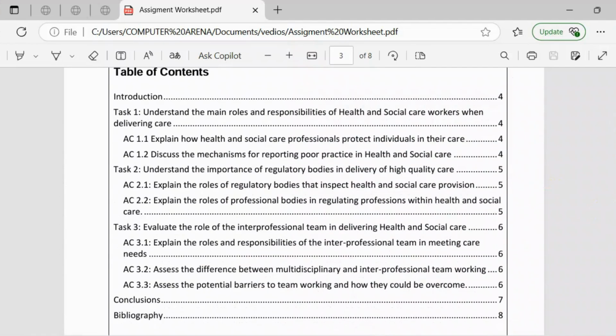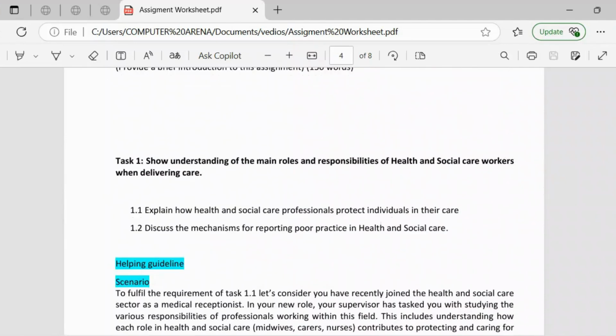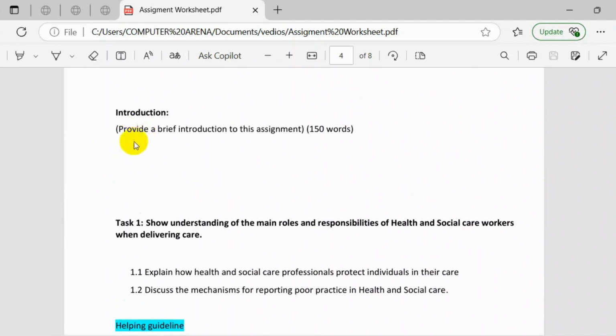So this is the table of contents, under which all the learning outcomes and assessment criteria of the unit are provided to you. Now here comes the assignment. Before starting the assignment, you have to provide a brief introduction, like what you are going to explain in this. You can also discuss the structure of your assignment, like how you are going to explain it. But make sure that your assignment introduction is not more than 150 words.